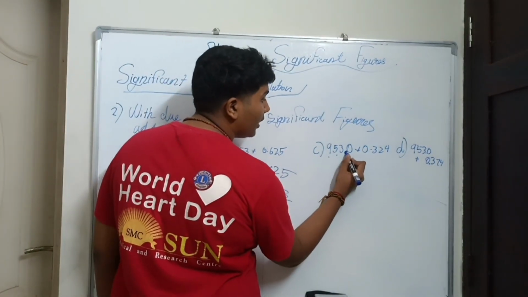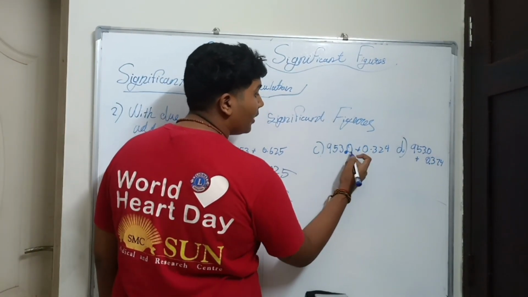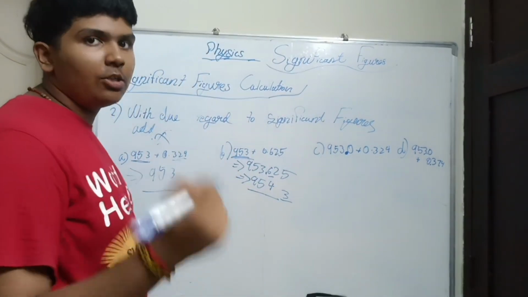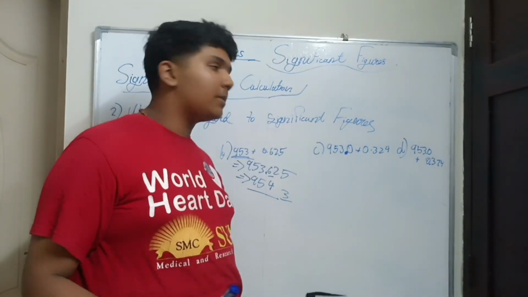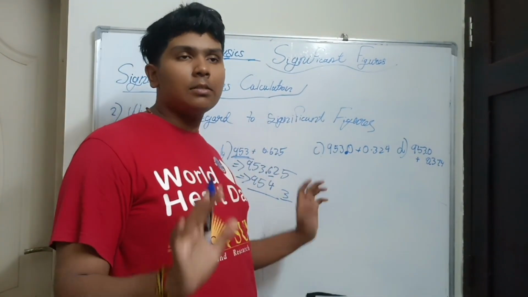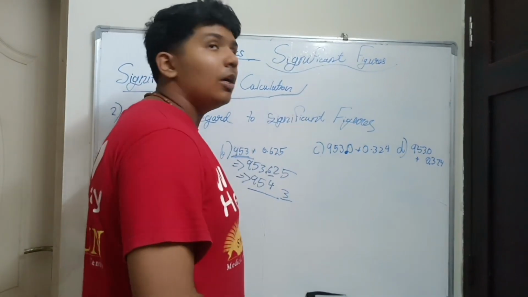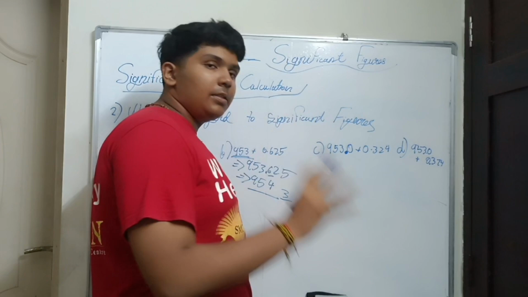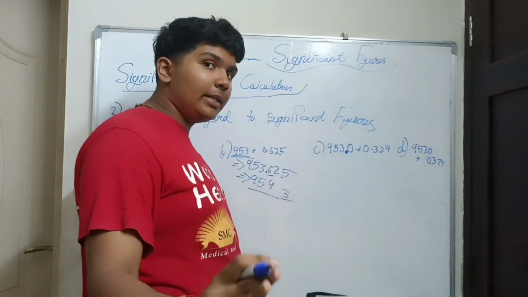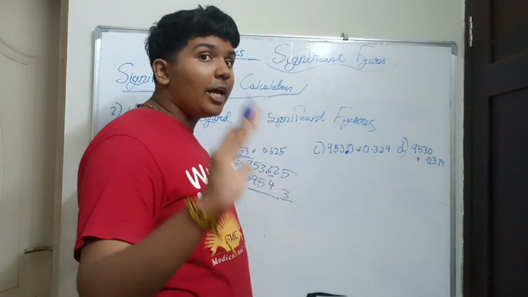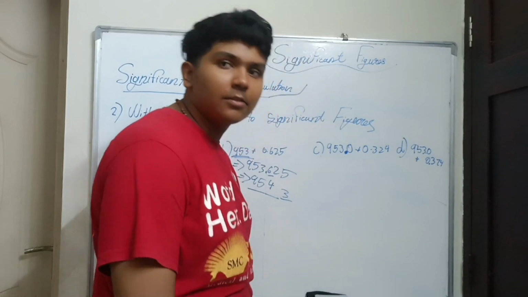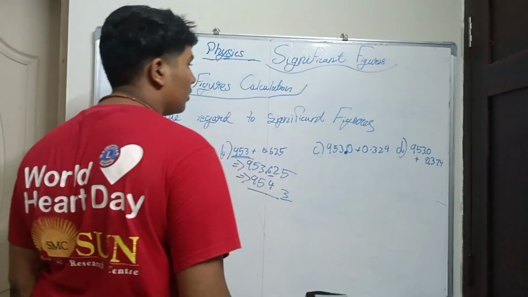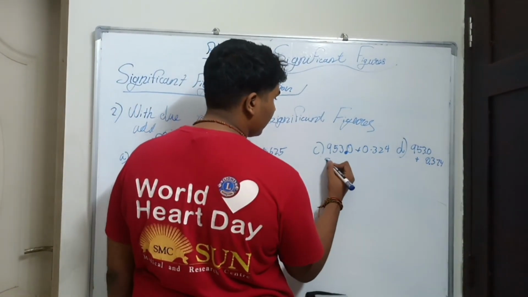Next problem is, here's the thing you have to mark out. 953 point, okay, there's a point here, 0.0 plus 0.324. Most people make mistake that they think that 0.0 doesn't mean anything, but you're wrong. What have we learned? We learned in the previous rule that the zeros, when they're in the right direction after the decimal point, then they are considered as significant figures.